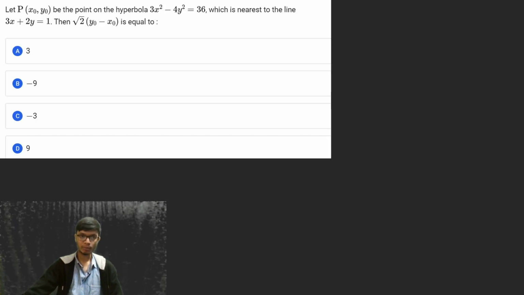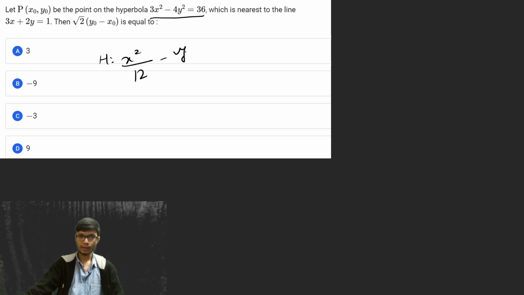The second important problem I got is another question on tangents. Let me first understand the question. It says that the point P, that is (x naught, y naught), is a point on the hyperbola. Let me write the equation of the hyperbola as x square by 12 minus y square by 9 is equal to 1.